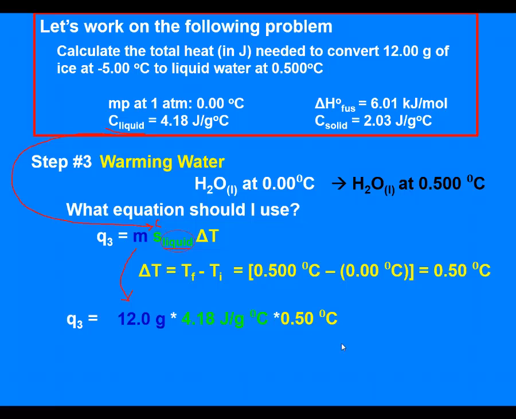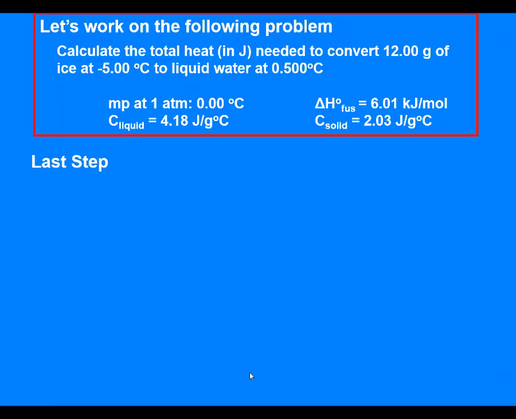And we would see here that the heat energy I put in to heat the liquid water up from 0 degrees Celsius to 0.5 degrees Celsius was about 25 joules. Now to determine the entire heat energy change for all 3 steps, heating the ice, melting the ice, and heating the water, we just add up these 3 heat energy values that we calculated for Q1, Q2, and Q3. Okay? So that's the very last step. We're going to add steps 1 through 3.